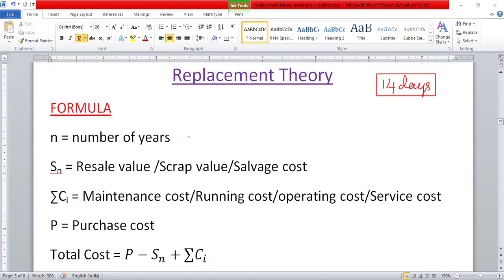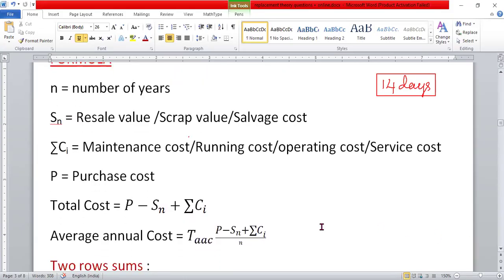And similarly, the last formula, average annual cost. Look at that, average annual cost, capital T, that is AAC, is equal to P minus S_n plus summation of C_i, divided by n. Guys, if we always remember this formula, definitely we'll get full 5 marks.